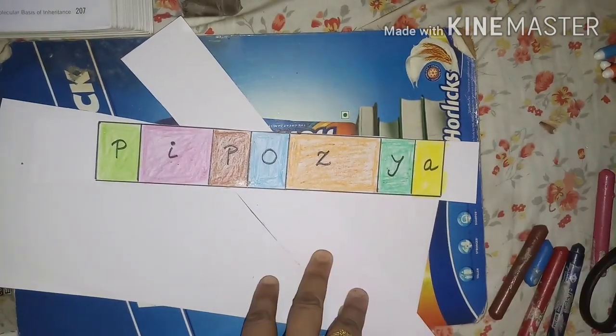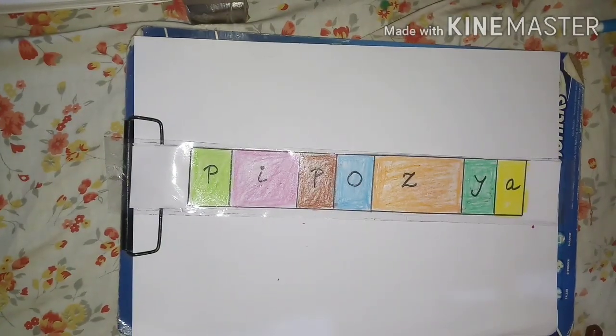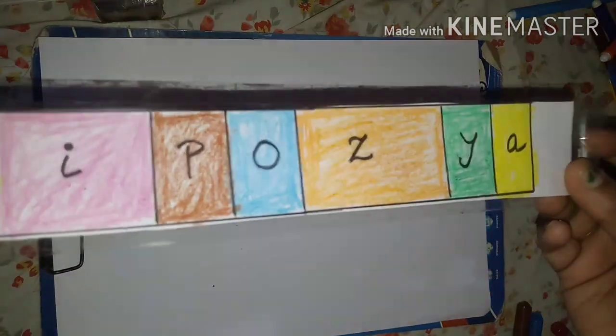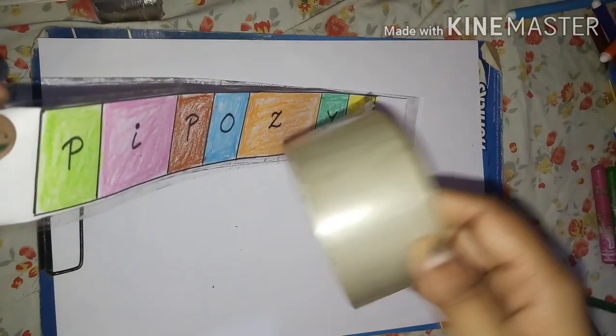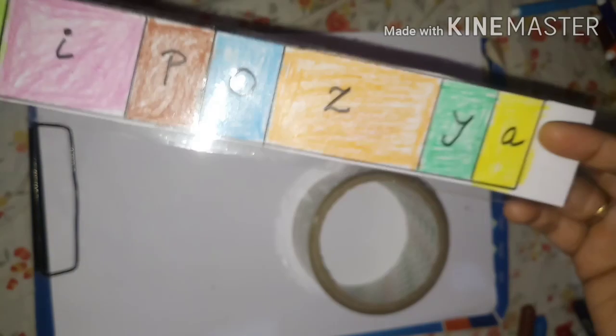Now the next step. Alright, so now what I have done is I have laminated this operon. How did I laminate it? You must be wondering. I have taken this tape and put it on both the sides and I have laminated it.